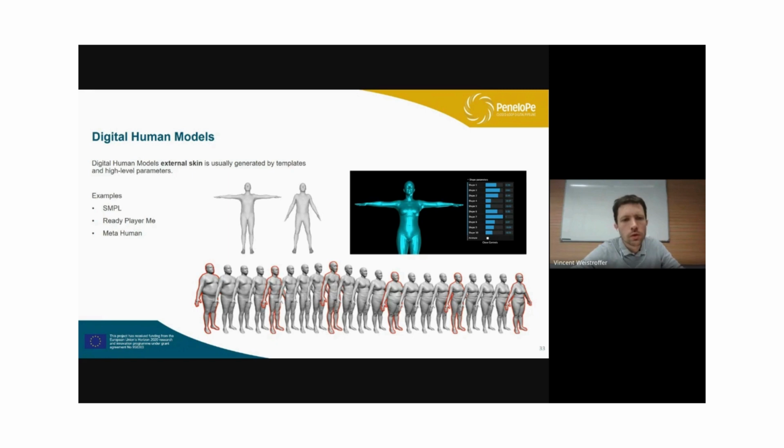Some examples are the SMPL library, and now you can also use the Ready Player Me avatar customization or the MetaHuman. They can also provide a toolbox to generate your skin. In the picture at the bottom of the slide, you can see different skin generation. So you can get different heights, and for each height, you would get different external skin, depending on the total mass of the body and depending on the actual morphology of the user you want to model.